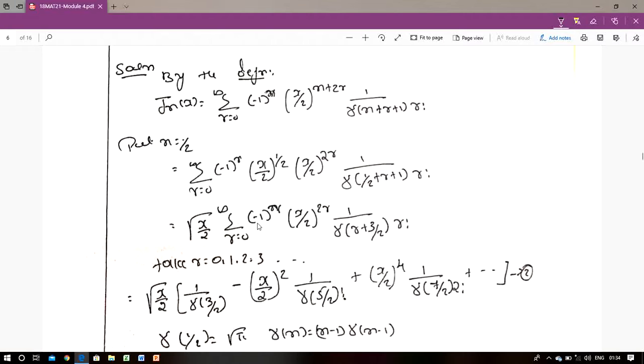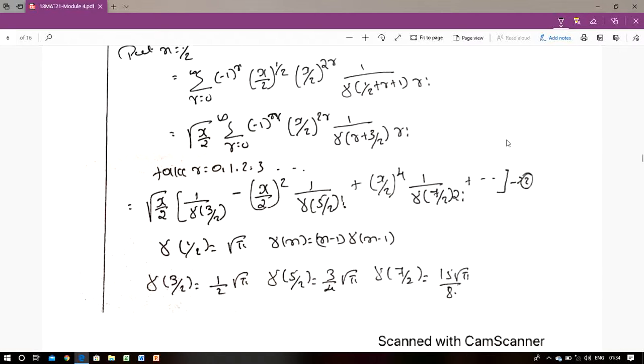Summation r is equal to 0 to infinity (-1) to the power of r (x by 2) whole to the power of 2r into 1 by gamma of r plus 1 by 2 plus 1, which becomes 3 by 2, into r factorial. Now in this equation, expand this summation by taking r is equal to 0, 1, 2, 3, 4 etc. So root of x by 2 into, now take r is equal to 0. Then (-1) to the power of 0 value 1, (x by 2) whole to the power of 0 value also 1, 0 factorial value also 1, into 1 by gamma of 3 by 2.